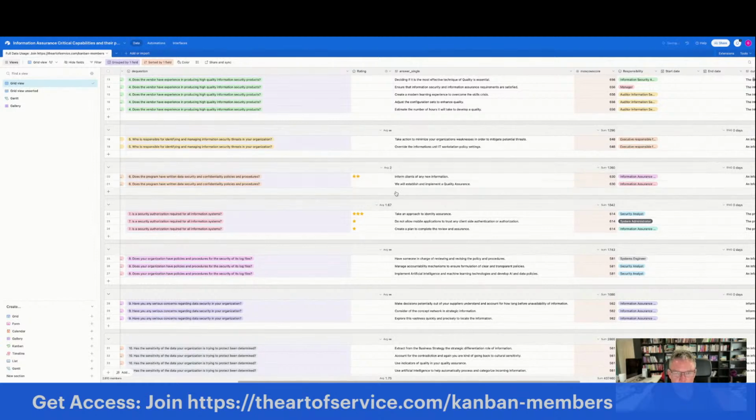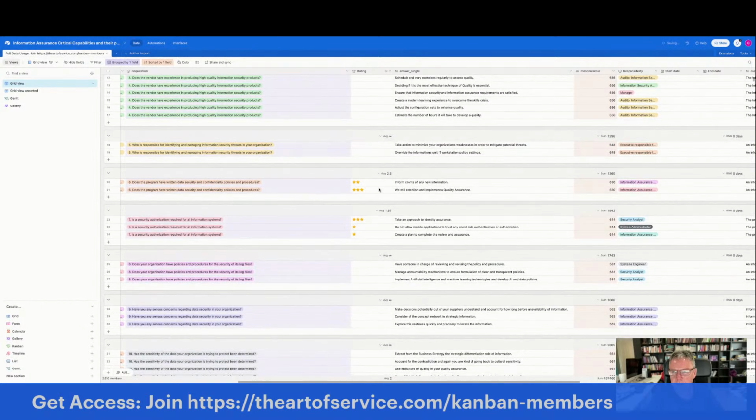Well, we don't have a strong process in place for that. We'll establish and implement a quality assurance. Yes, we will do that. We've got that, but not exactly for everything.